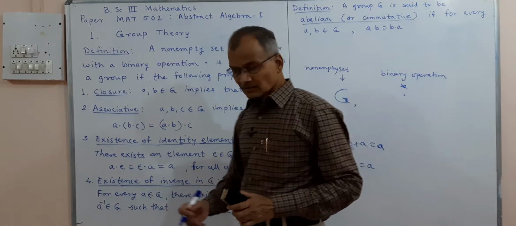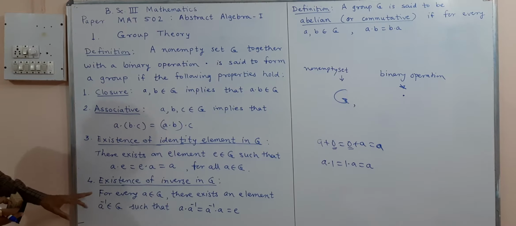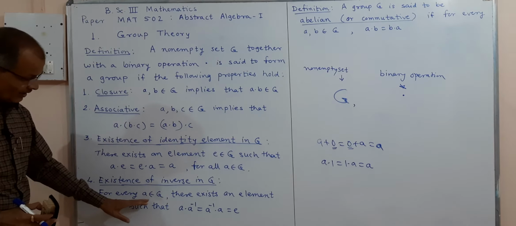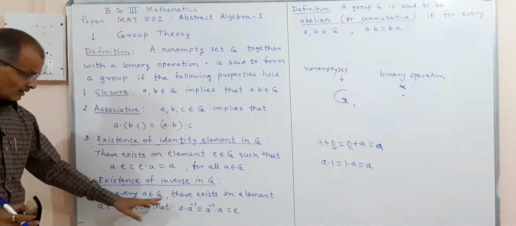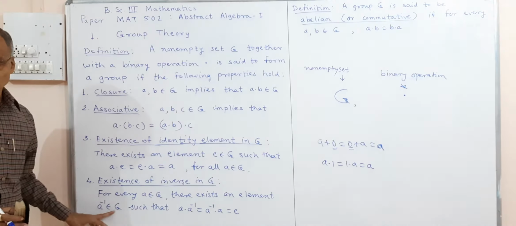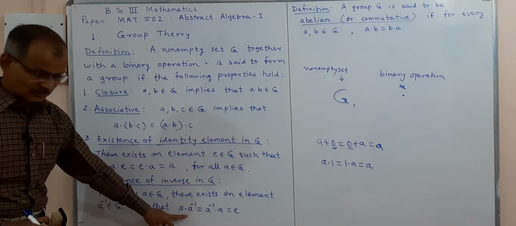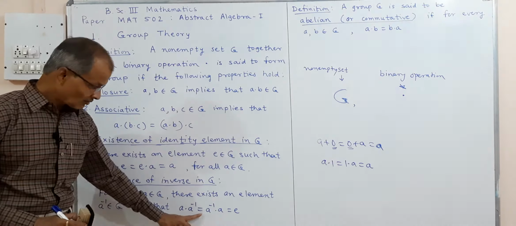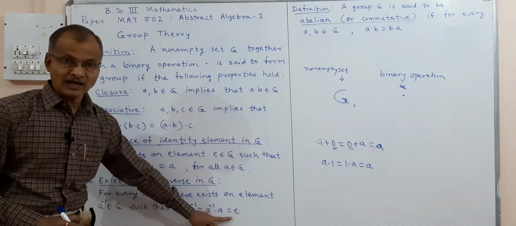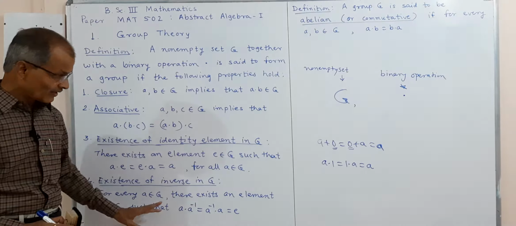The next property is existence of inverse in G. For every element a belonging to G, there exists a related element, which we call a inverse, belonging to G, such that the composition of these two elements, a into a inverse, is equal to a inverse into a, and that results in the identity element. So this is the meaning of inverse.